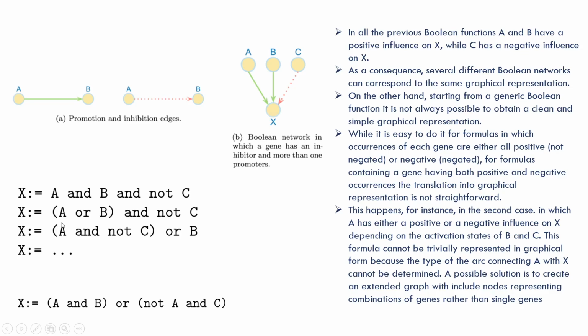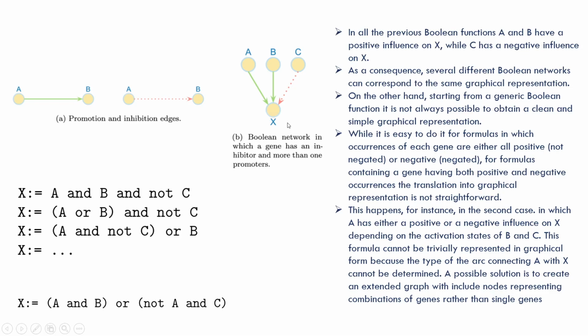The second is either A or B, and not C, which can also be true from this image. And the third one is A and not C, or B, or anything like that. Any of these three, or there can be many more. Any of these relationships can be used to explain this graph.